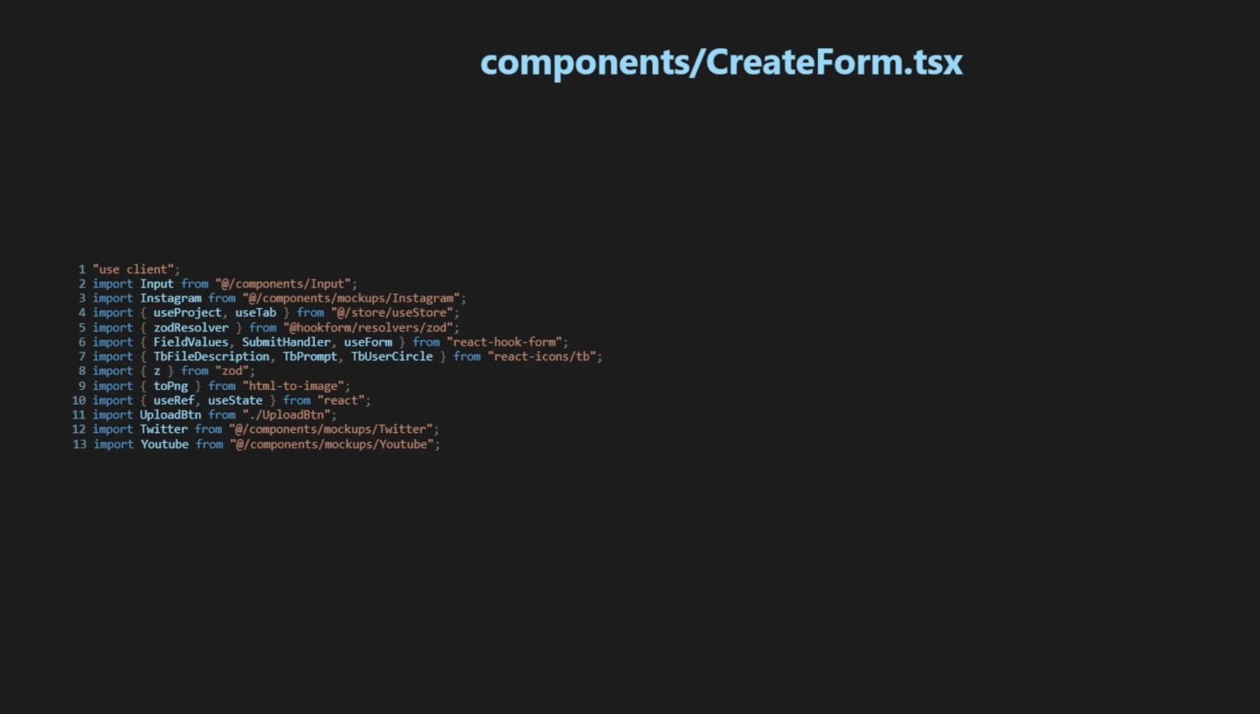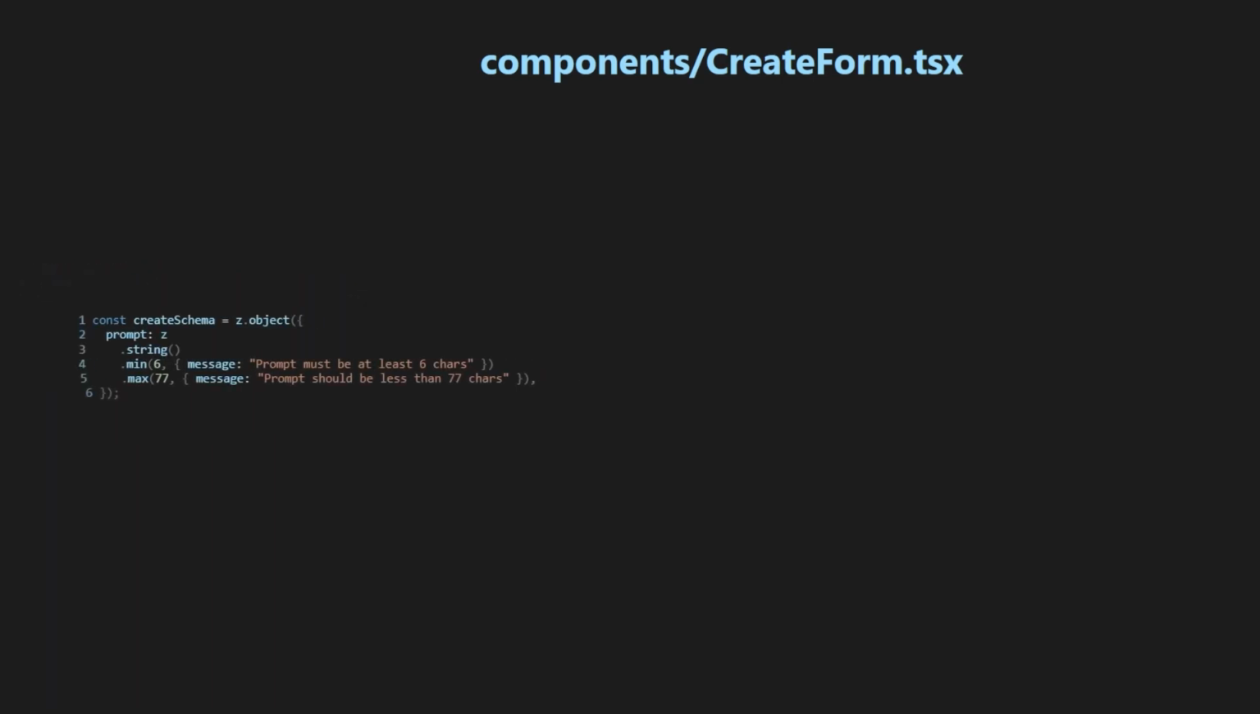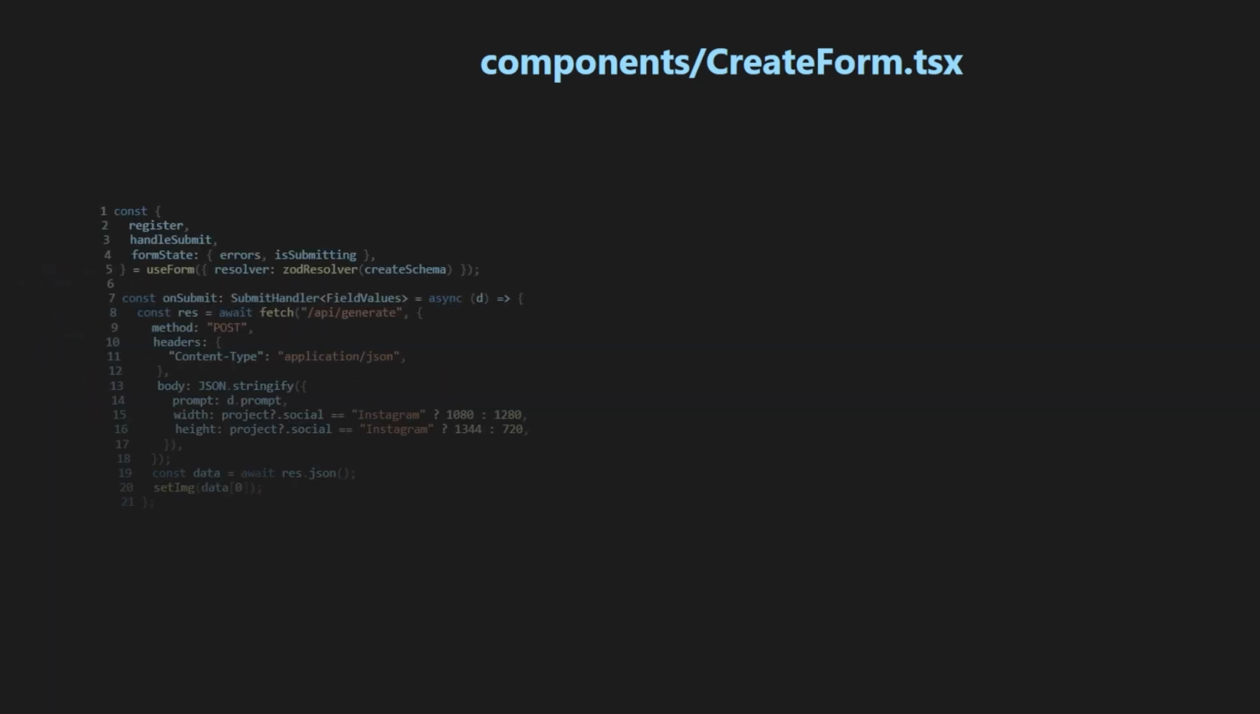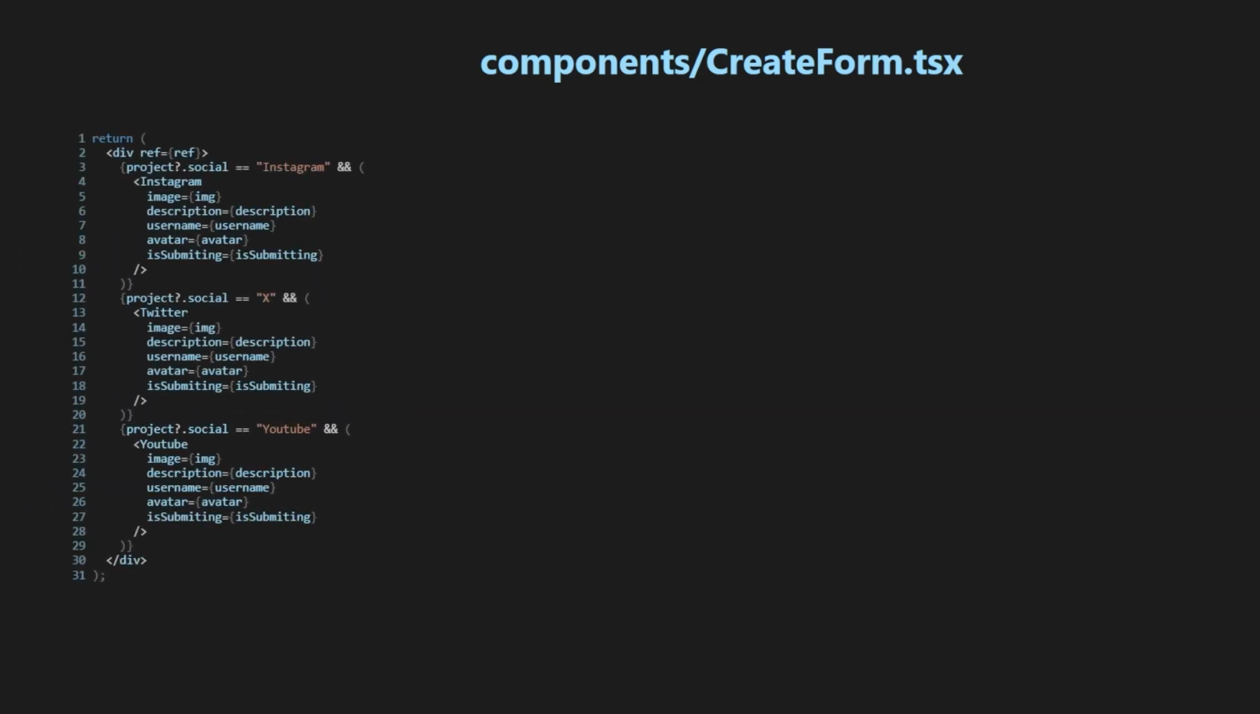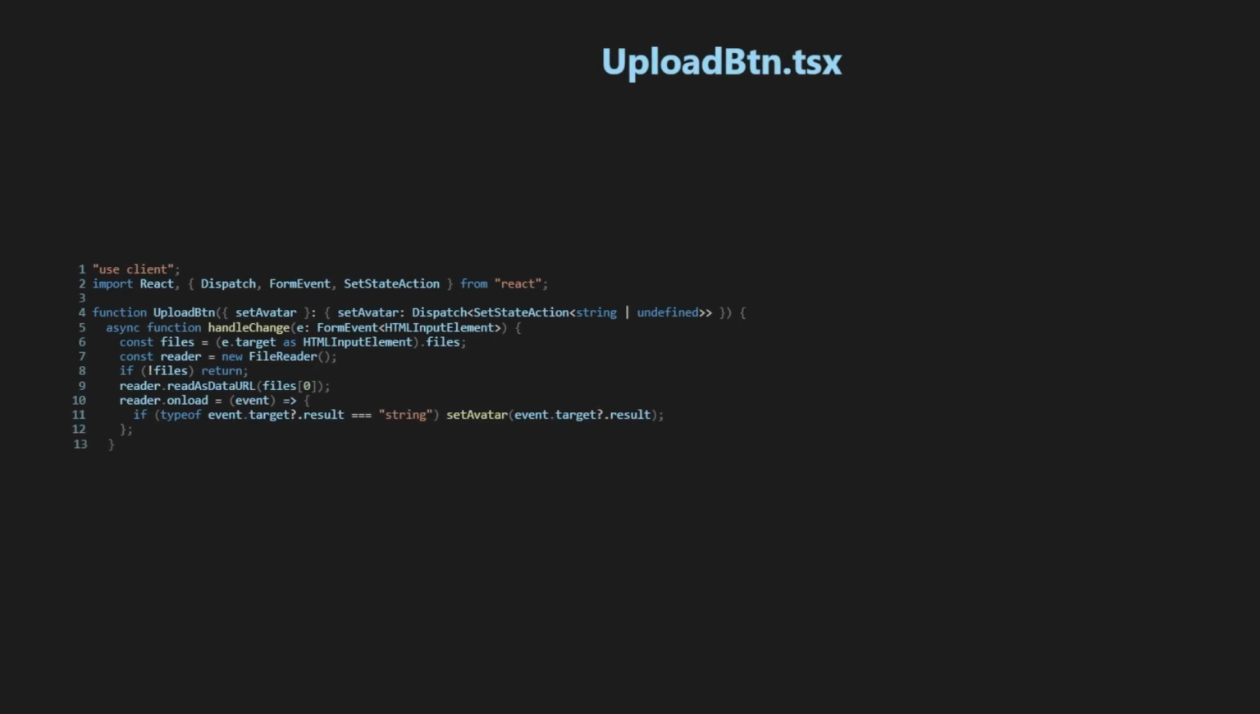Let's take a look at the code for our create form component. We use Zod to define a validation schema for the prompt input. We use React Hook Form to manage the form state and handle form submissions. When the form is submitted, we send the request to the backend API endpoint with a prompt and desired image dimensions. The backend API generates the image based on the prompt and returns the generated image URL. We render different social media mockups based on the selected project type. We add a button that allows users to download the generated image.